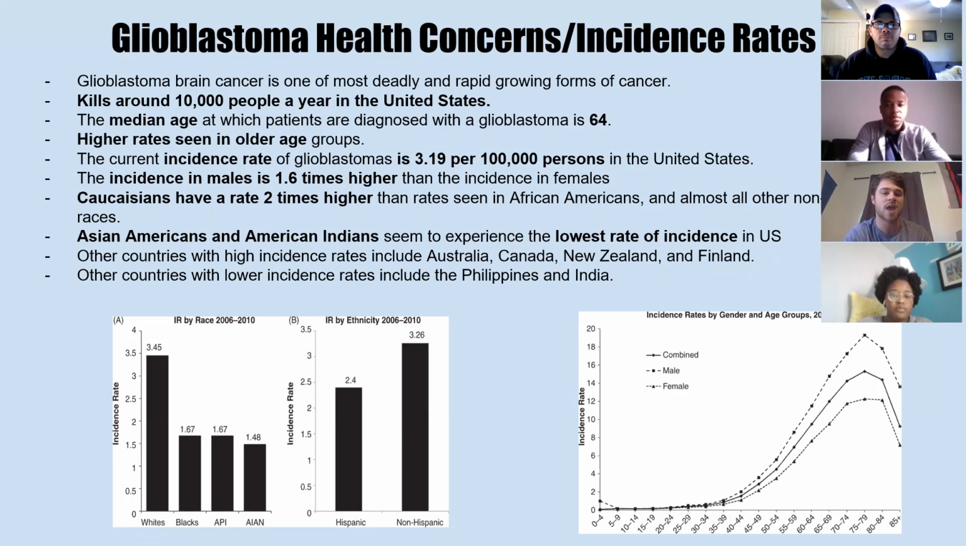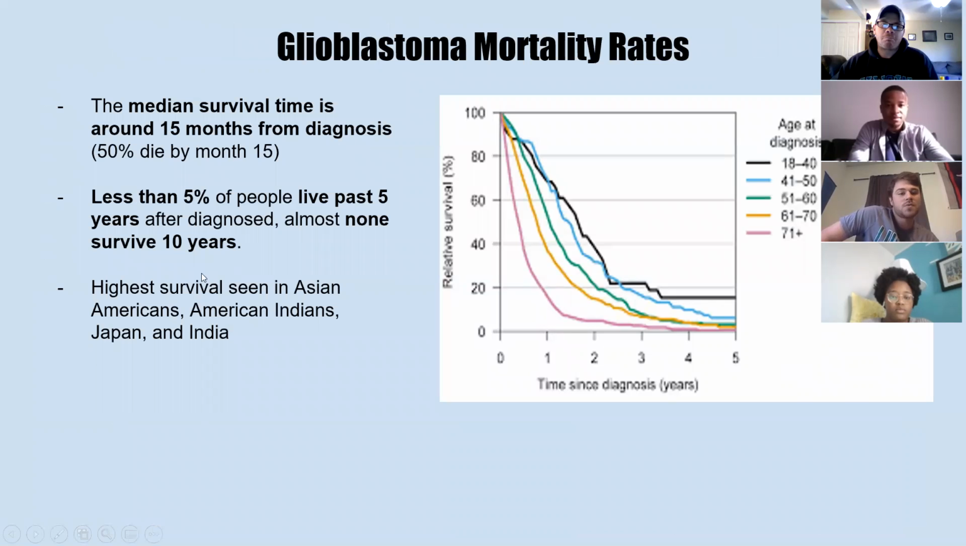Caucasians have rates roughly 2 times higher than those seen in African Americans and almost every other non-Caucasian race. The lowest rates of incidence are seen in Asian Americans and American Indians. As far as other countries outside of the US, high rates of incidence are seen in Australia, Canada, New Zealand, and Finland, and low incidence rates are seen in the Philippines and India. And these charts show that too.